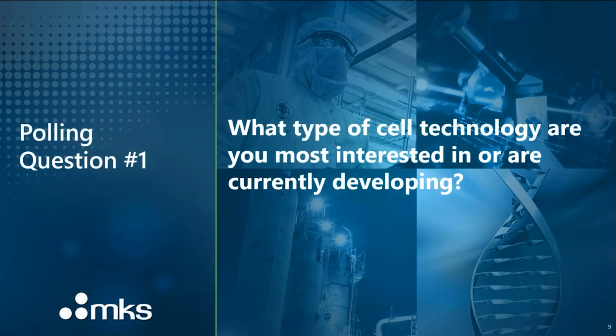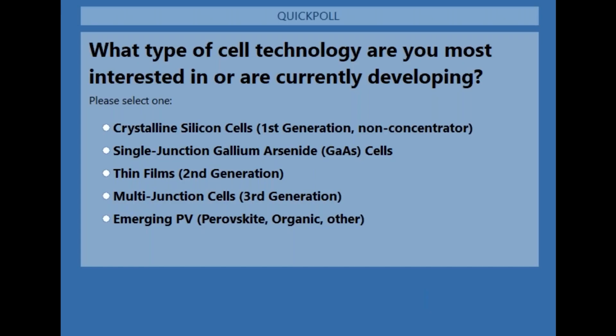Okay, that's it for the market covering. Now we're going to have an audience polling question, which Joanna, you can introduce for the audience to get their feedback on. All right, so I'm going to launch this poll now. The poll question is, what type of cell technology are you most interested in or currently developing? I'll give you some time to start answering those questions and get some responses in.